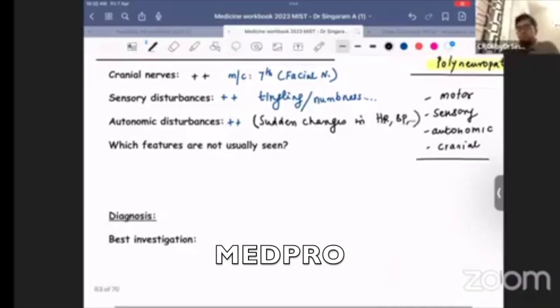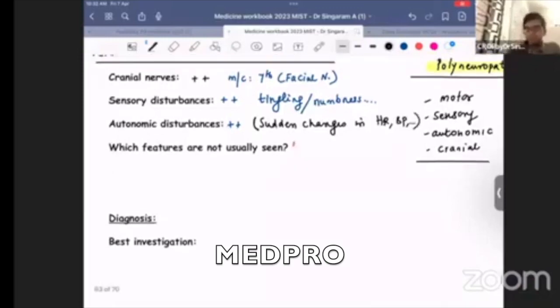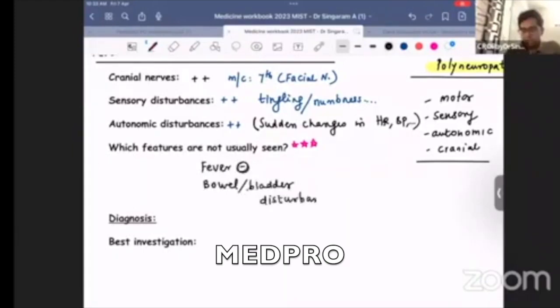Now, for your MCQ purpose alone, this is something which is important. I'm putting a lot of stars there. Which features are usually not a part of presentation in Guillain-Barré syndrome? One thing I told you as a differentiating point from poliomyelitis: fever is usually not a feature. Next important thing is bowel and bladder disturbances. They are absent. Something like constipation, urinary incontinence, it won't be present.